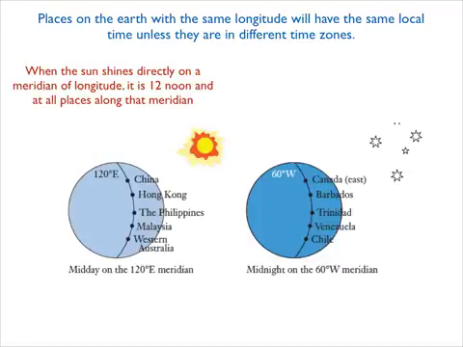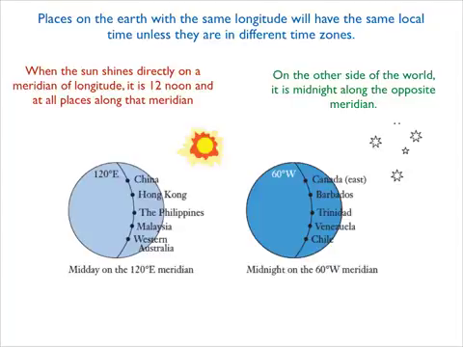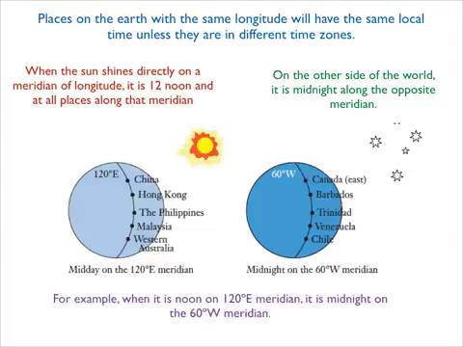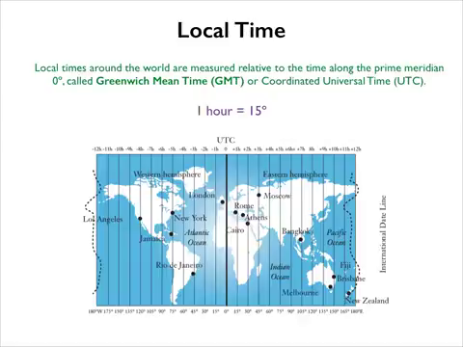So when the sun shines directly on a meridian of longitude, it is 12 noon, and at all places along that meridian. On the other side of the world, it is midnight along the opposite meridian. So for example, when it is noon at 120 degrees east meridian, it is midnight on the 60 degrees west meridian. Local times around the world are measured relative to the time along the prime meridian, 0 degrees. This is called the Greenwich Mean Time, or Coordinated Universal Time.